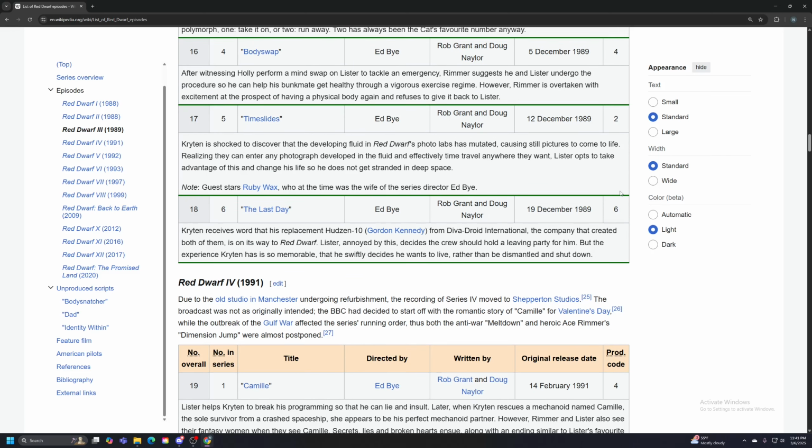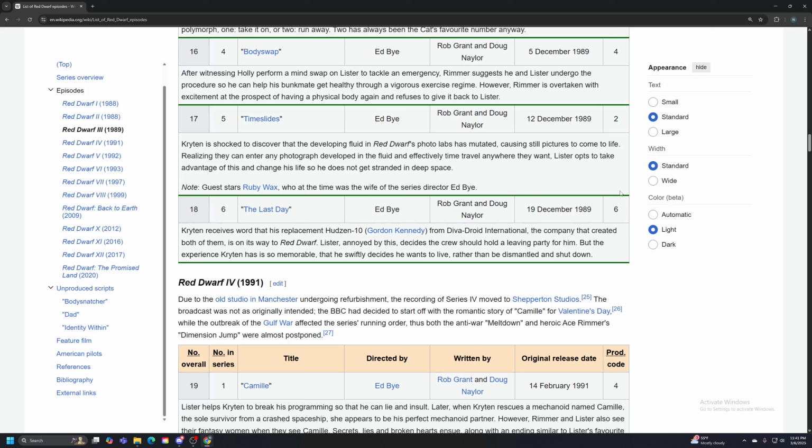Episode 4, Body Swap. Aired on 5th of December 1989. After witnessing Holly perform a mind swap on Lister to tackle an emergency, Rimmer suggests he and Lister undergo the procedure so he can help his bunkmate get healthy through a vigorous exercise routine. However, Rimmer is overtaken with excitement at the prospect of having a physical body again and refuses to give it back to Lister.